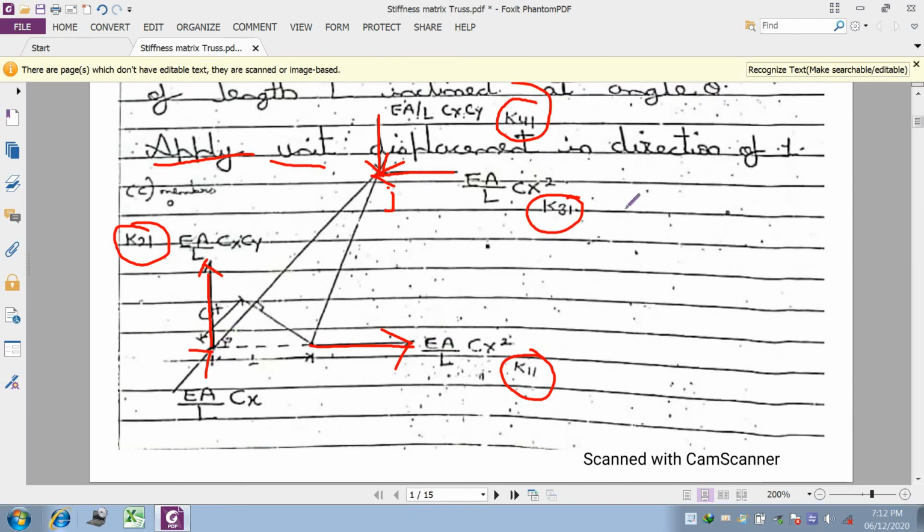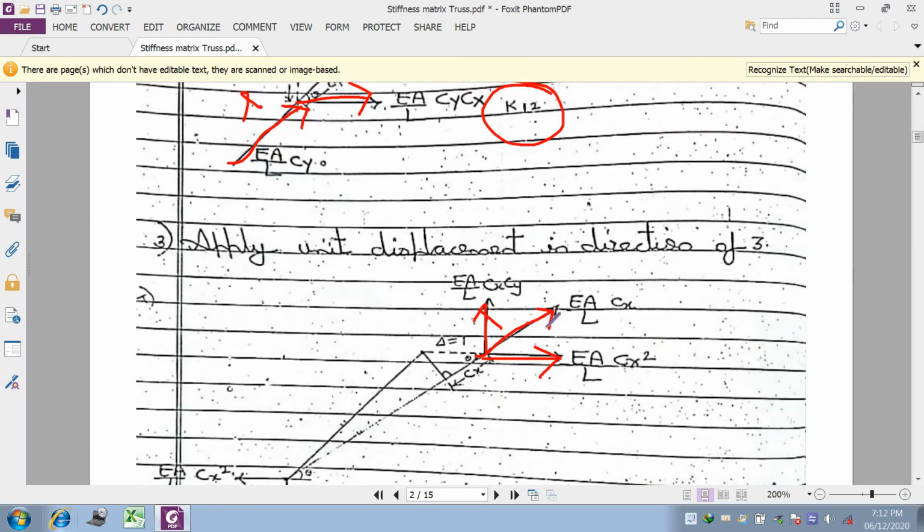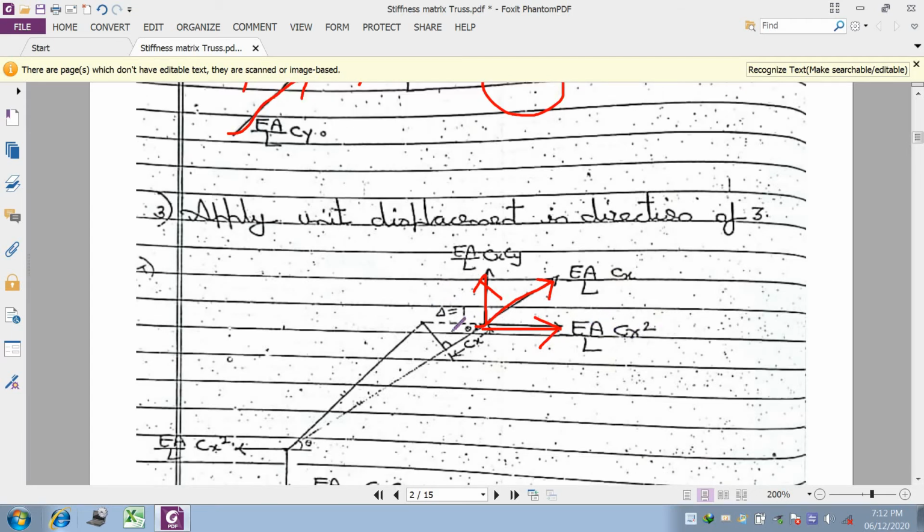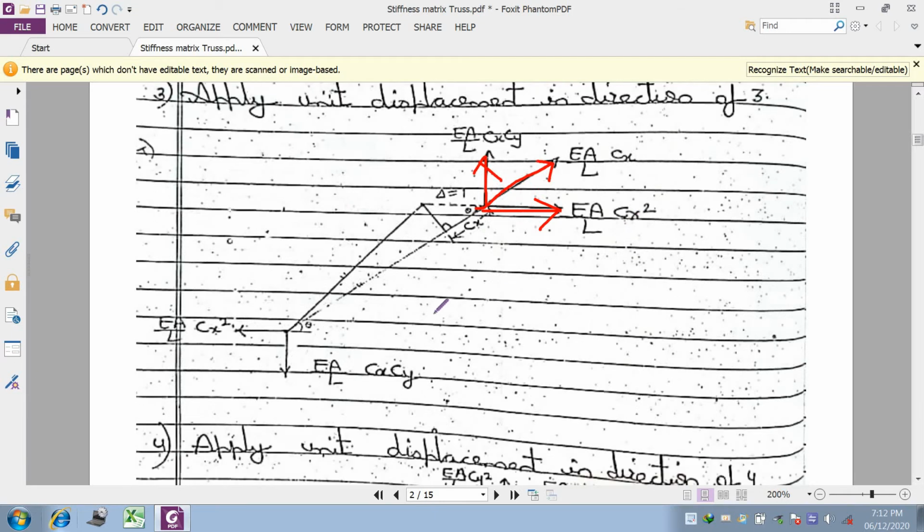It will be exactly the same as what we obtained in the first displacement, in the direction of 1; the exact same we will get in the third direction, but on the J node. So it will be EA by L CX square, vertical EA by L CX CY, and in the inclined direction, that is the non-axial direction, it will be EA by L CX. Similarly, at the bottom point it will be exactly the opposite.